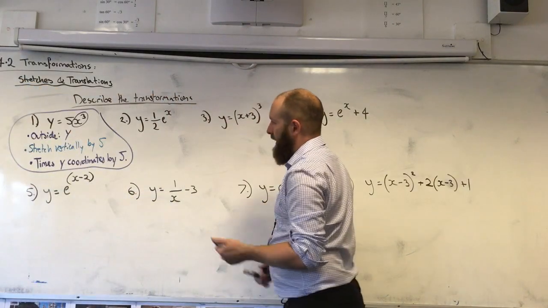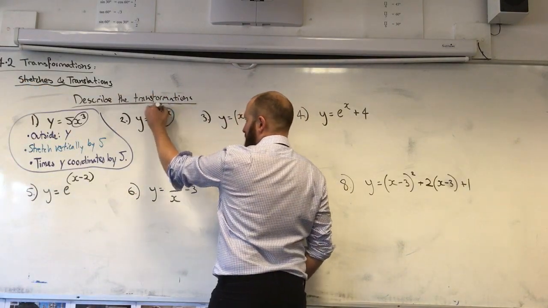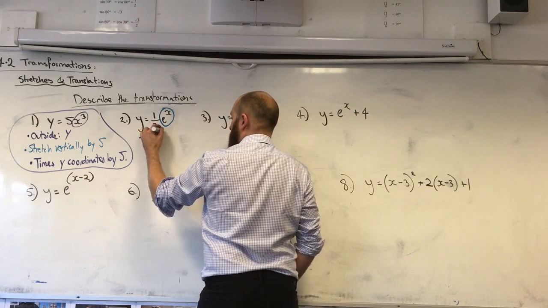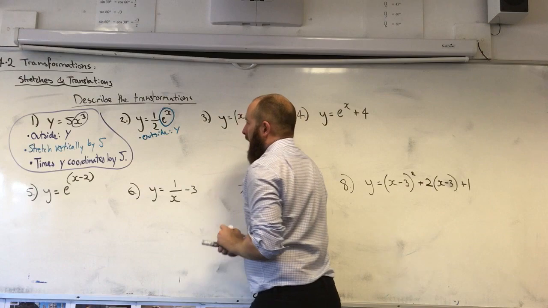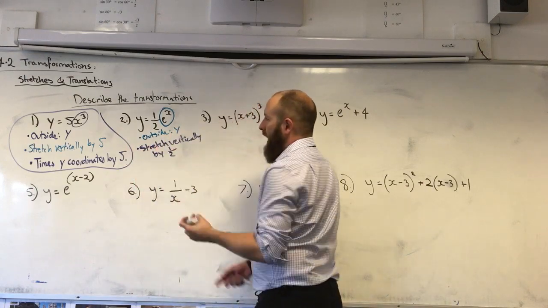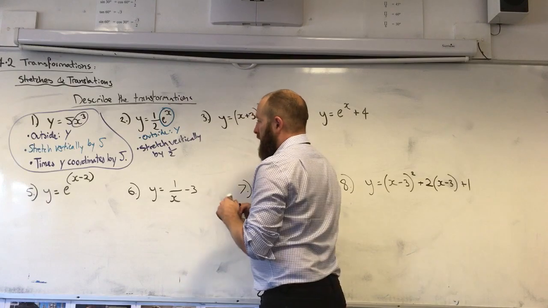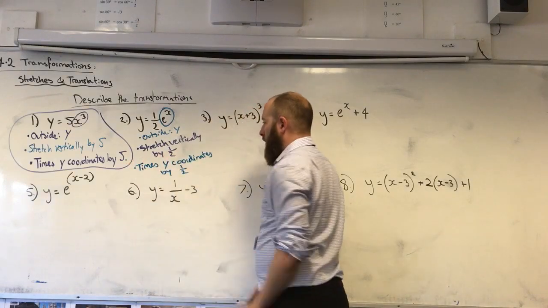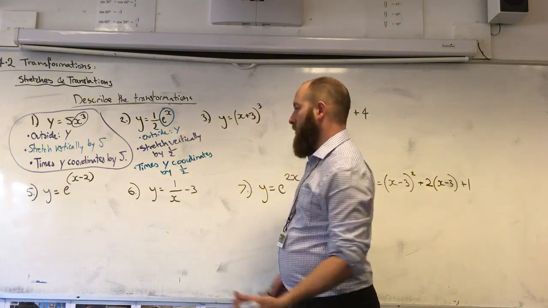Okay, next one. Again, we can draw a circle around the original function. So this is outside. And again, it's going to be a stretch. We're stretching it by a half because it's a half times it. So in other words, we're going to times y coordinates by half, or you could think of it as divide the y coordinates by 2.